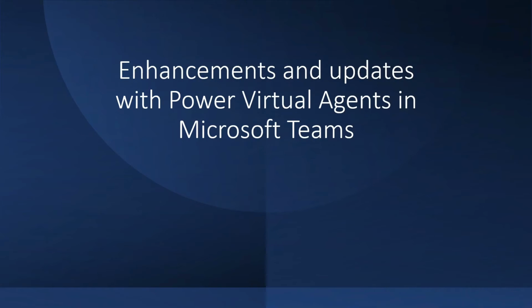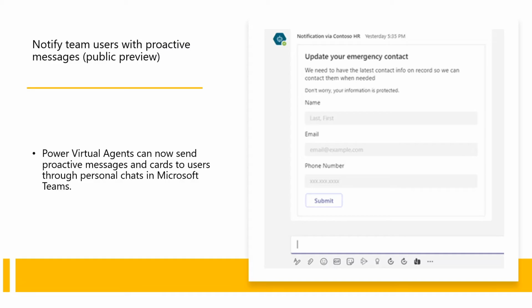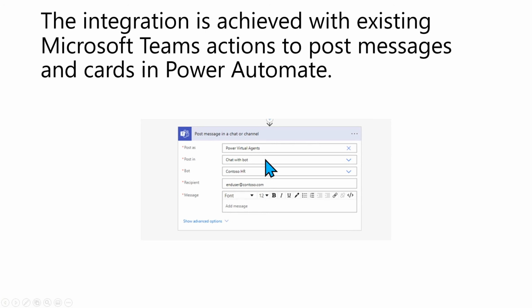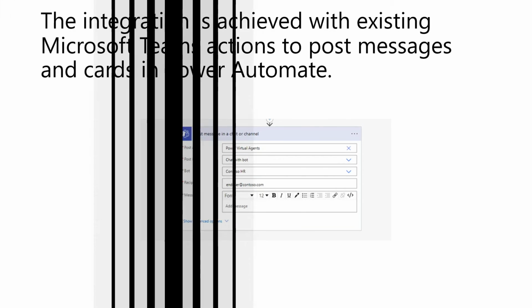The fourth important announcement is around enhancements and updates in Power Virtual Agents with Microsoft Teams. Now let's see those announcements. The first thing is that you can now notify Teams users with proactive messages. This is in public preview at this moment. For example, Power Virtual Agents can now send this type of proactive message and card to the user through personal chats in Microsoft Teams, and the user can also respond to the chatbot. This integration is achieved with the existing Microsoft Teams actions to post a message and card in Power Automate.